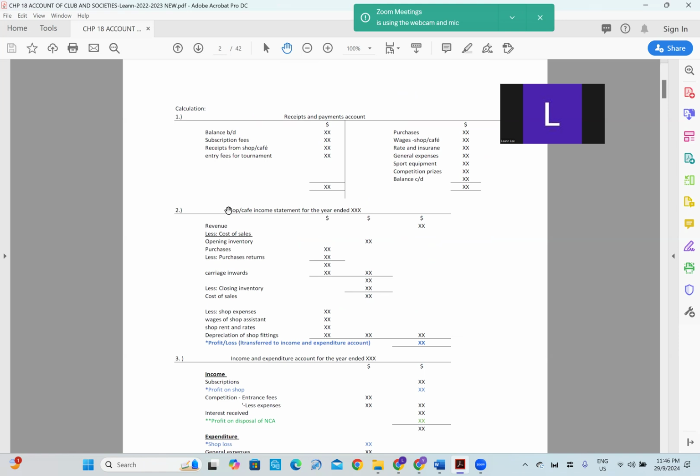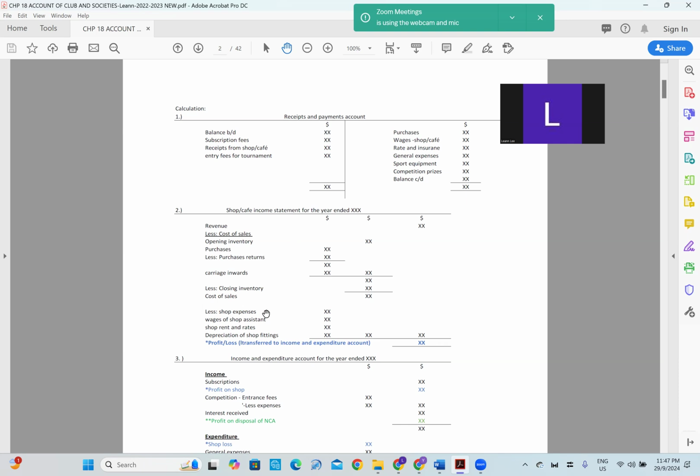So for the shop and the cafe, I need to prepare an income statement in order to find out the revenue. For example, if my club has a cafe, I will have money received from the members who are enjoying their coffee in the cafe. After that, I still need to buy the coffee beans, which is the purchases, and minus all the returns, as usual, as what I prepare in my trading account. And minus the closing inventory, that is the cost of sales amount.